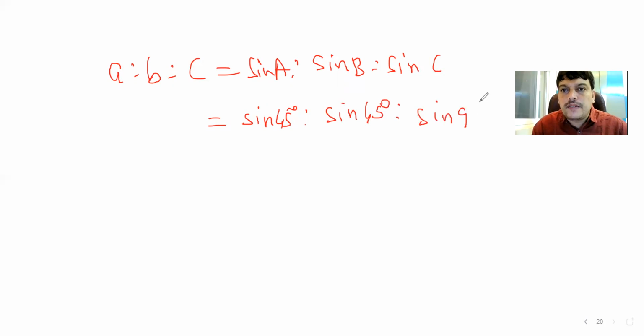So we are putting the values of A, B, C that we have got here. A was 45, B was 45, C was 90. When you put them here, the sin 45 can be written as 1 by root 2. This sin 45 can be written as 1 by root 2. This sin 90 can be written as 1.